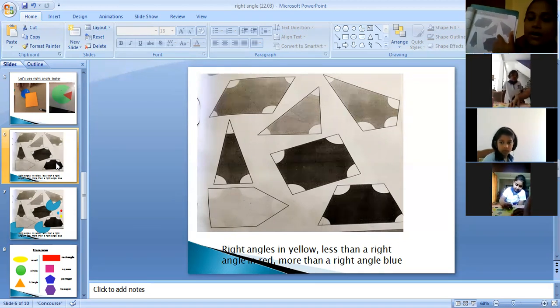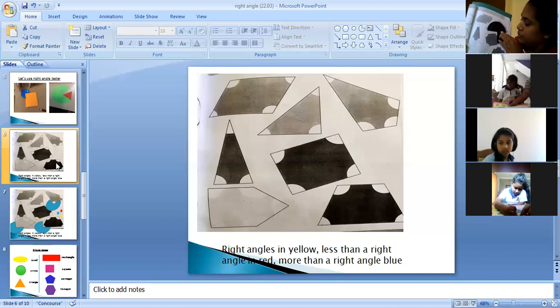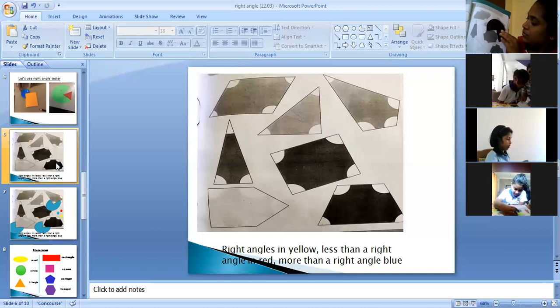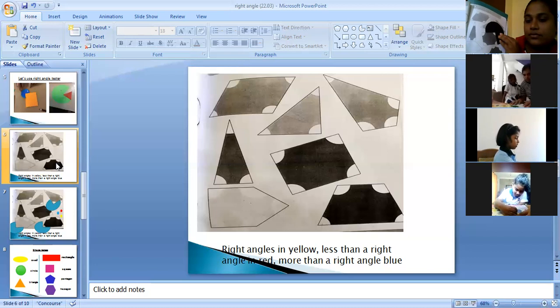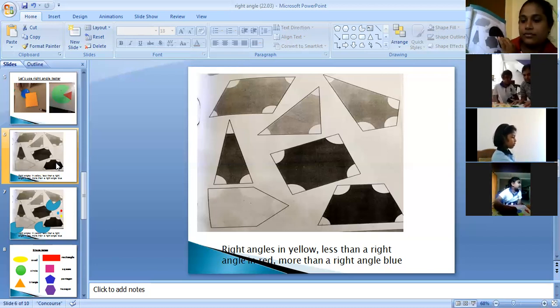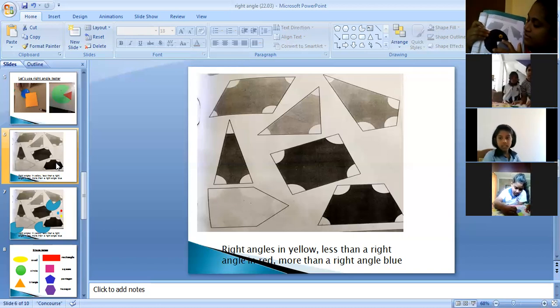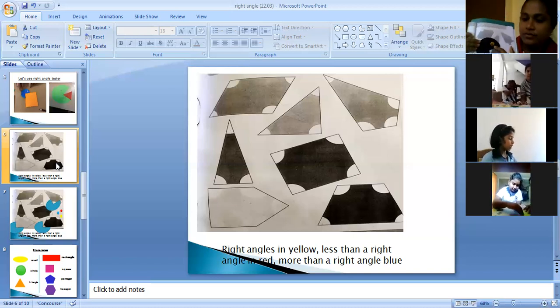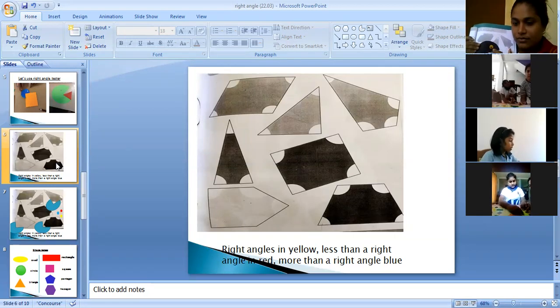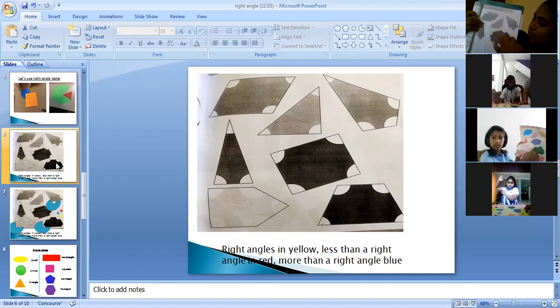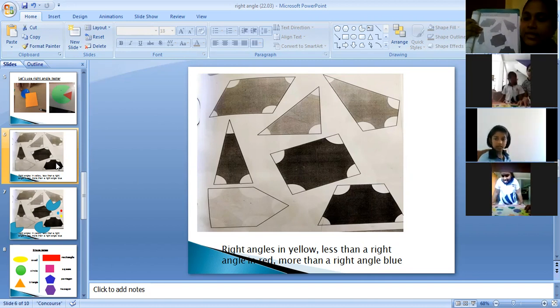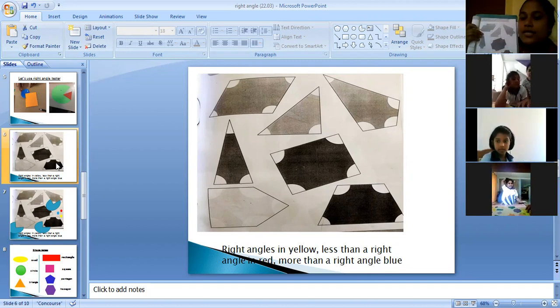Now check the other corners too, whether they are right angles. That one is also a right angle. Then take the remaining one. Teacher, yes. Here all these four angles are right angles. So you have to color all four corners in yellow.